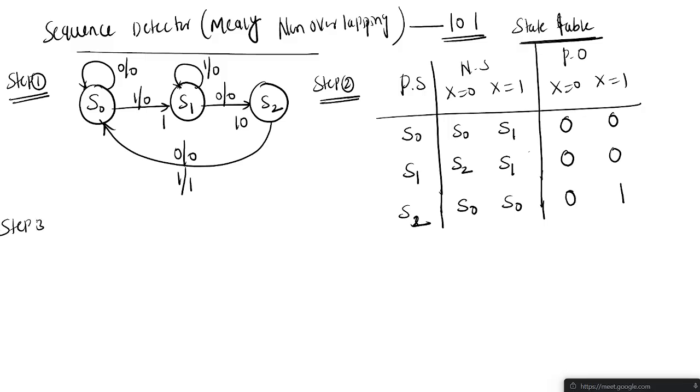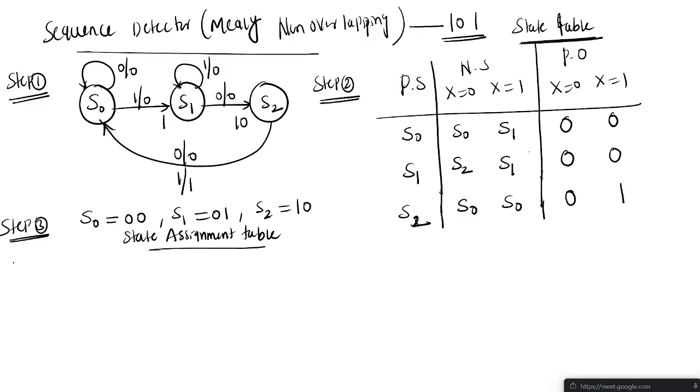And step 3. What is step 3? You need to give the unique codes to each state. Let us take, I am giving S0 equal to 00, S1 equal to 01 and S2 equal to 10. You need to give the unique codes. And so by using these unique codes, you need to draw the state assignment table. What is this? State assignment table.